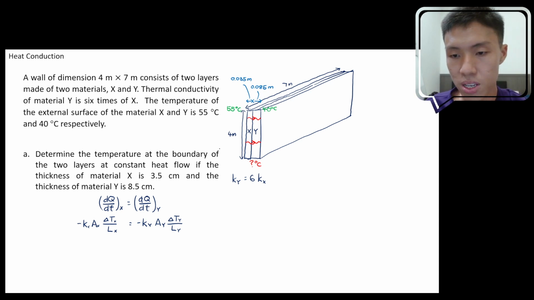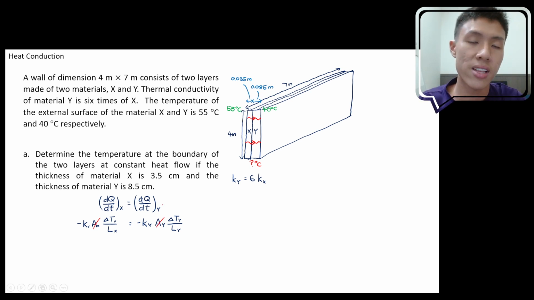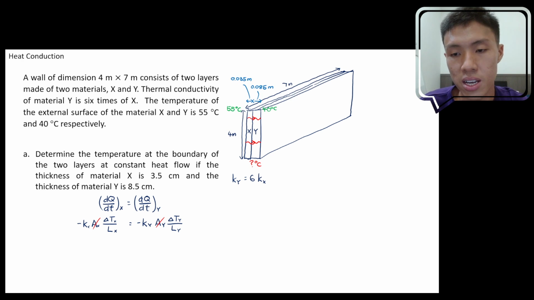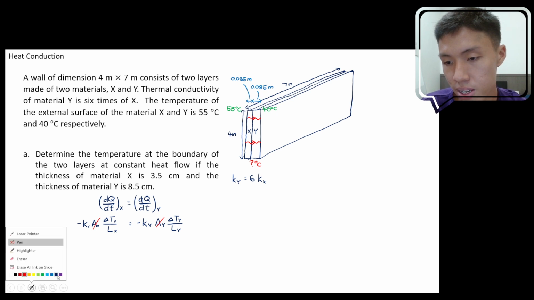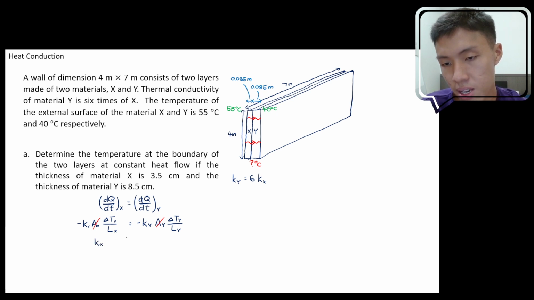So we need to find the area of the wall, and I believe you can see that for X and Y, the area of the wall is the same. It's 4 meter multiplied by 7 meter. Because of that, we can cancel out the area of the wall for X and Y, because they are just two different layers of the same wall. How about K? We know that the K of Y is 6 times the K of X. So KX remains, but KY here can be replaced with 6KX. Then of course the minus you can remove as well.